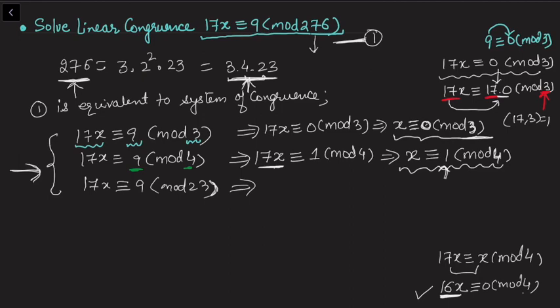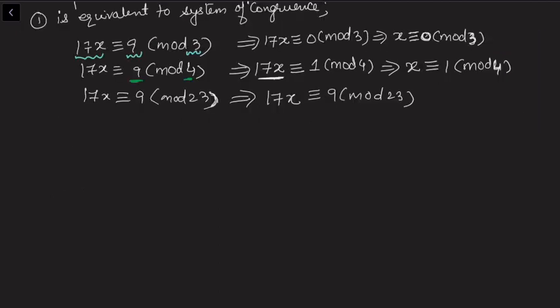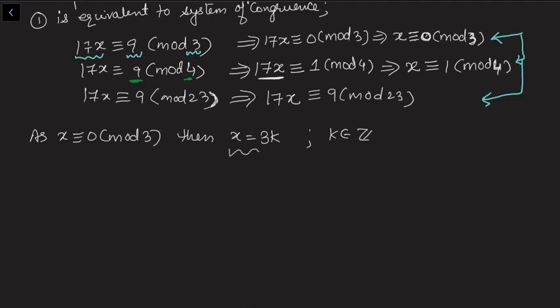Now the last one, let's keep this for the moment: in the same way, 17x congruent to 9 modulo 23. Now we will solve for x from this congruence and then substitute this value here and find the x which satisfies both the congruences, and then we substitute it in the next congruence. So let's see that as we have been given x is congruent to 0 mod 3, this means we can always say that x is of the form 3k for k belonging to the integers. That means x is always a multiple of 3 because it is leaving the remainder 0.